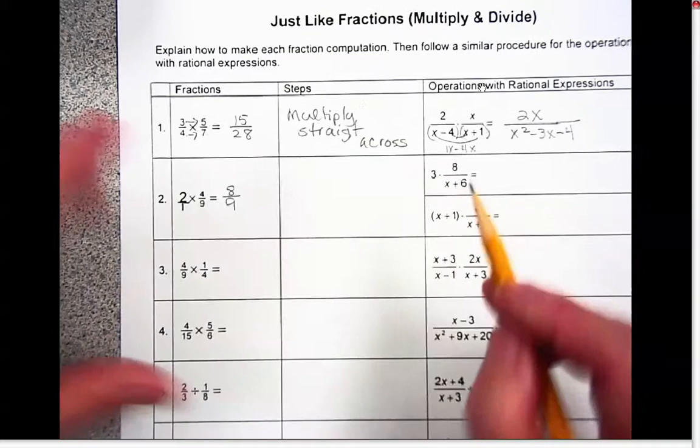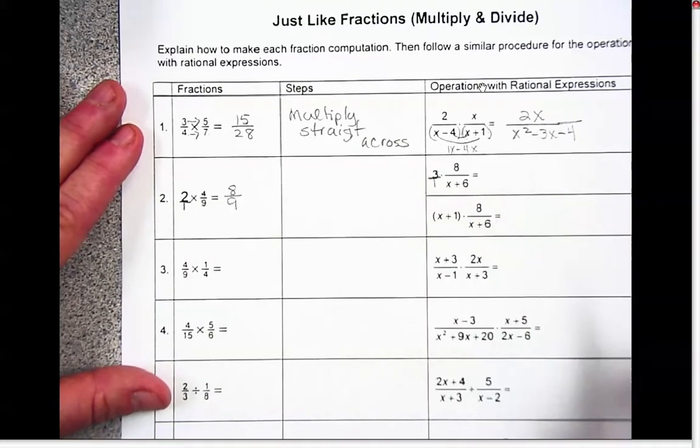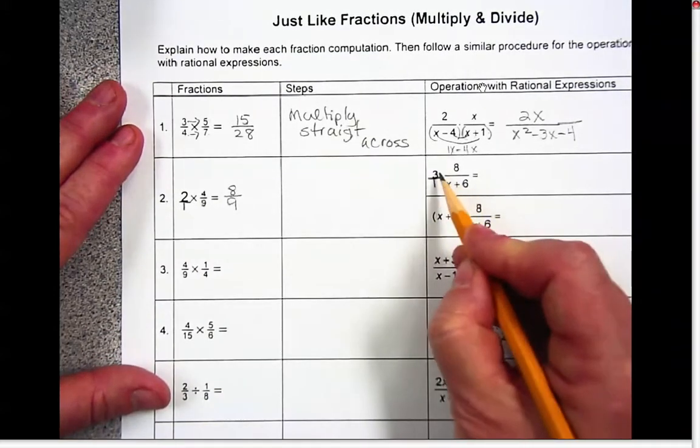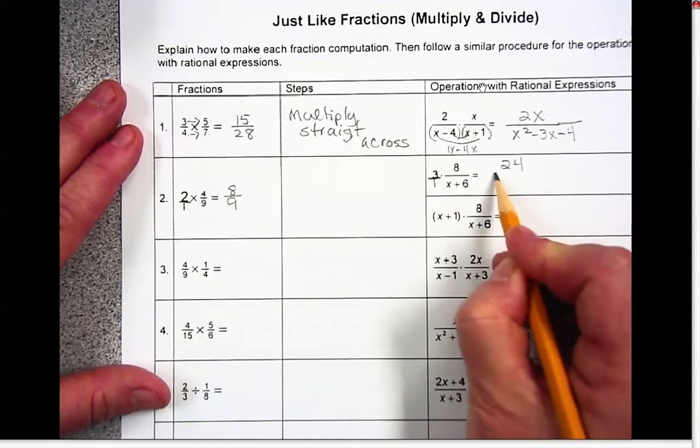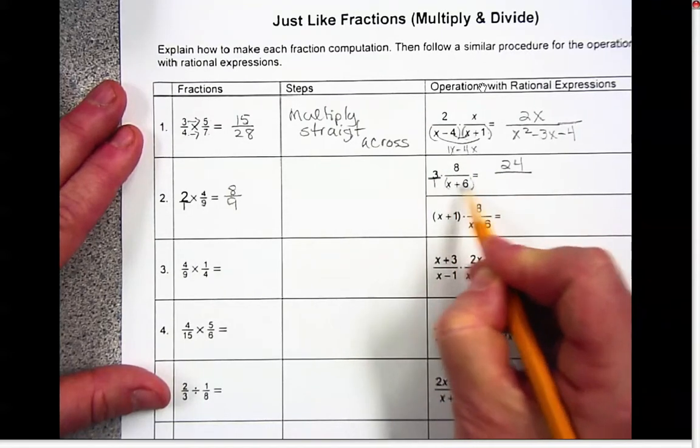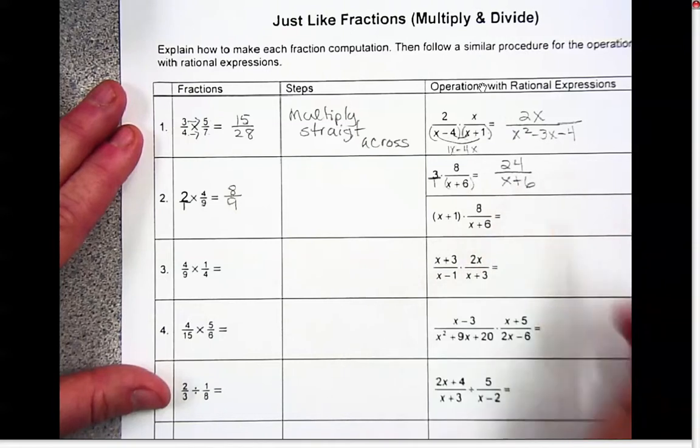This is a whole number, the 3. So we put a 1 under it, and we multiply straight across. So 3 times 8 is 24. 1 times x plus 6 is just x plus 6.